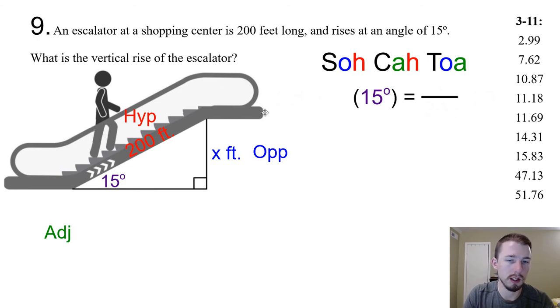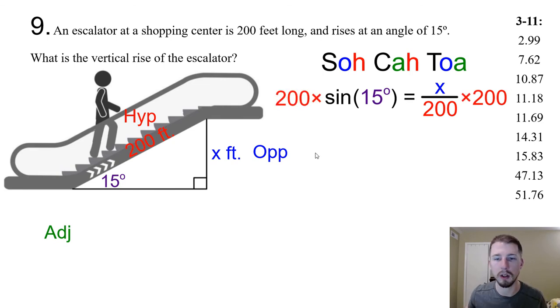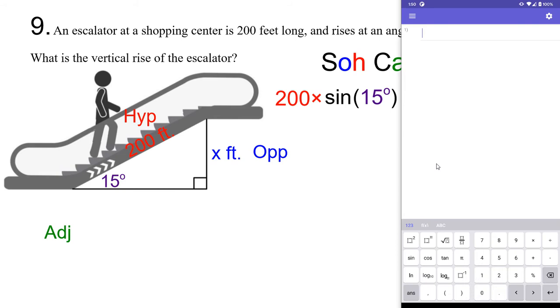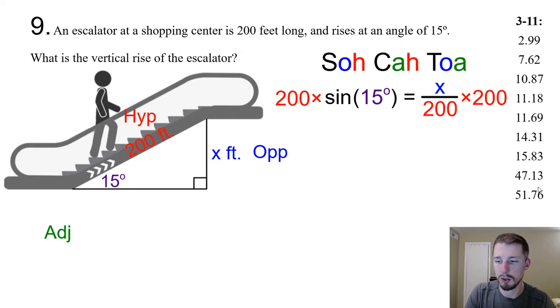So what trig function relates the opposite to the hypotenuse? Opposite and hypotenuse is going to be the sine function, right? So we're going to do sine of 15 is equal to the opposite over the hypotenuse, which is x over 200. Now, in order to solve for x, we want to get it by itself. We have to get rid of the division of 200, meaning we have to multiply both sides by 200. So we're going to put in the calculator 200 sine of 15, which is going to give us 51.76, which will be our answer on the answer bank.